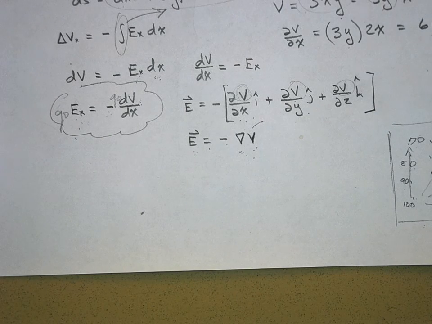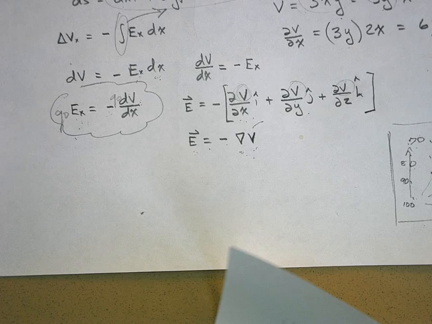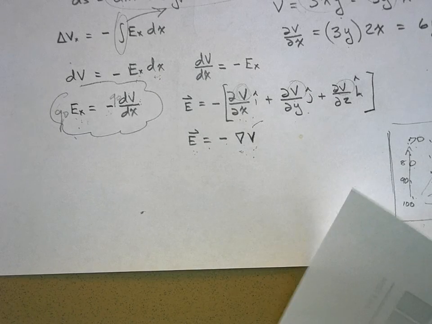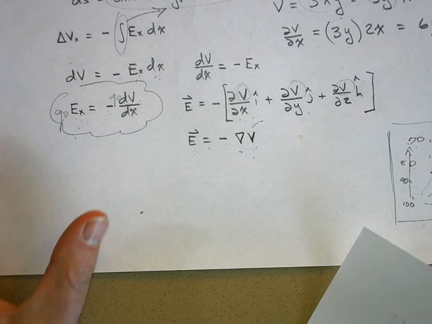So now I would like to talk about electric fields and lines of what we call equipotential surfaces. And it relates to all of what we just did. So let's take a look at a uniform electric field first. This is the easiest way of looking at it.